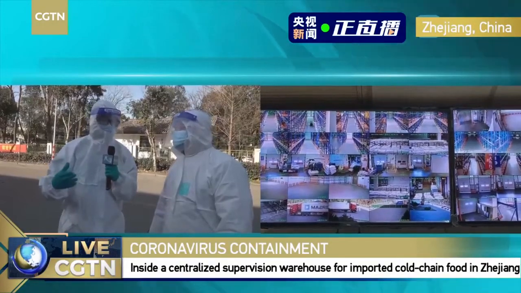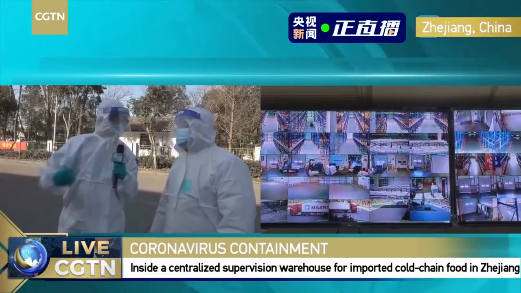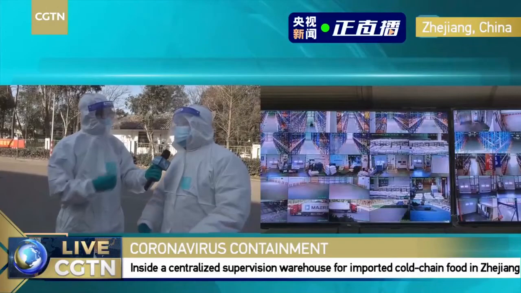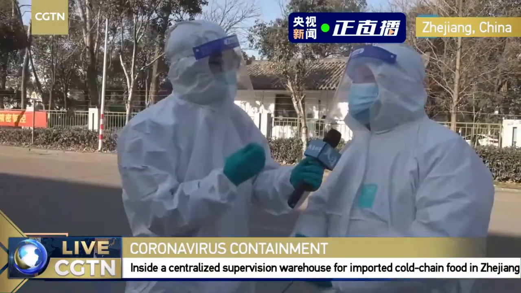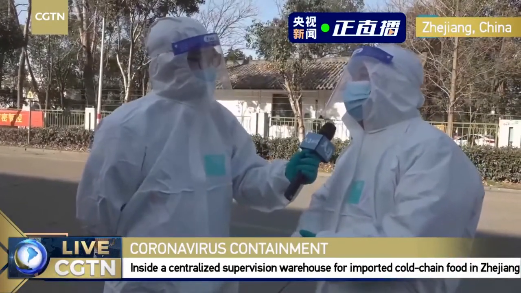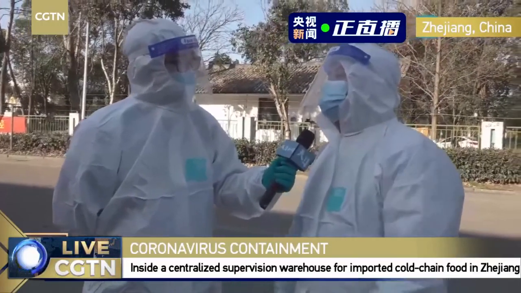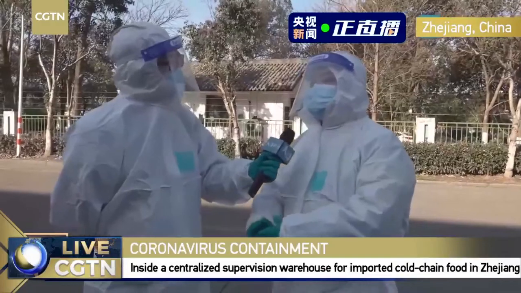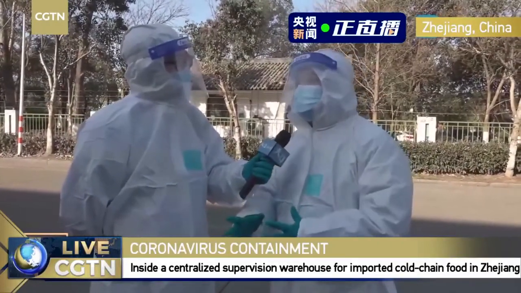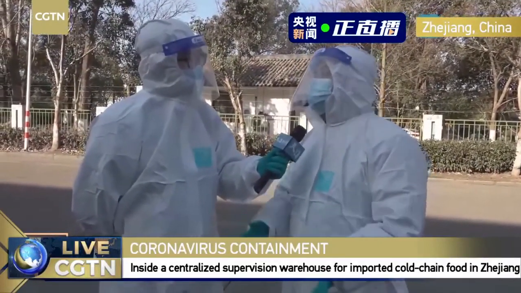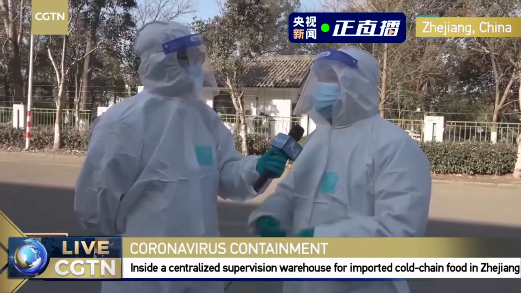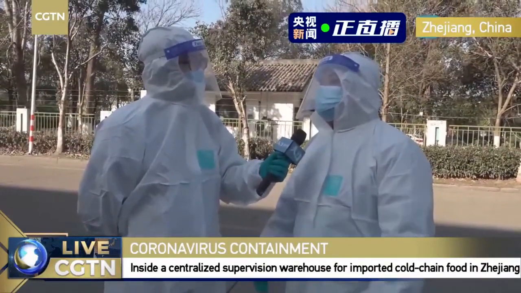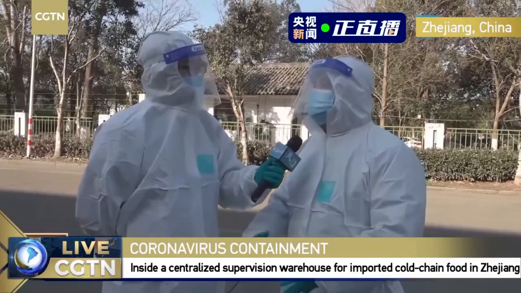Some viewers might be wondering, if the result is negative, why are you calling this zone a highly risky area? Because after all, the sampling rate is only 3 per 1,000. There is some probability of a positive result for some of the food items. That's why in this zone, we will have a very comprehensive disinfection.